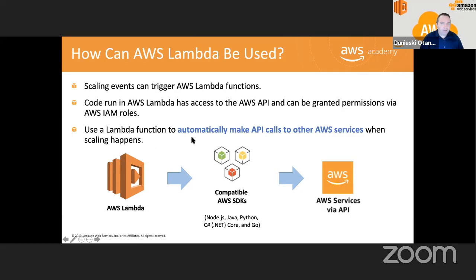We use a Lambda function to automatically make API calls to other AWS services when scaling happens. For example, we have an AWS Lambda here, and we have some compatible SDKs, right? Node.js, Java, Python. SDKs stand for Software Developer Kits. And then the AWS service via API, okay? So we can do this. But you have to see an example to have an idea how it works, right? It's very, very easy to see it. But you have to understand it, right?